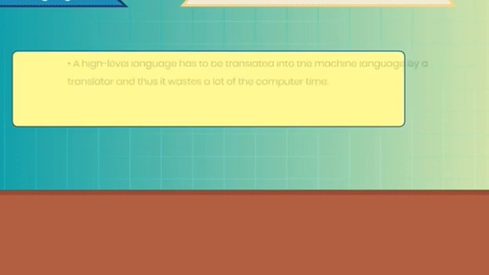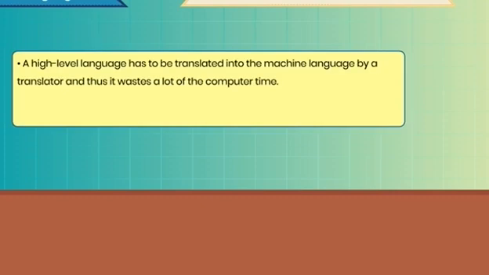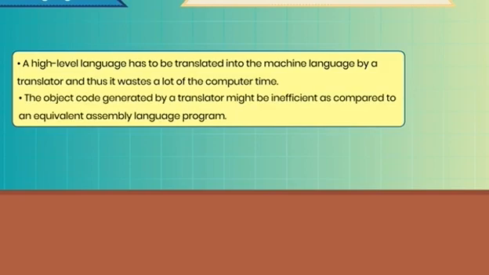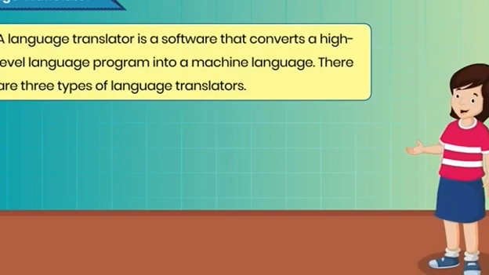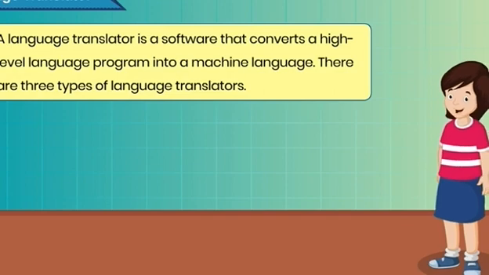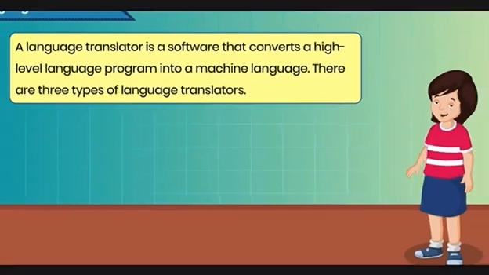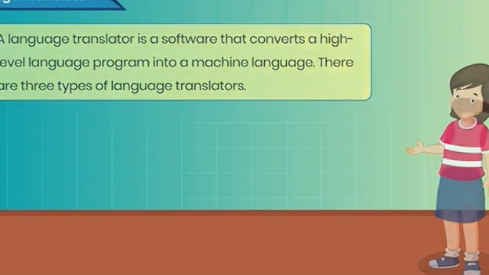Disadvantages of high-level languages. A high-level language has to be translated into the machine language by a translator, and thus it wastes a lot of the computer time. The object code generated by a translator might be inefficient as compared to an equivalent assembly language translator. A language translator is a software that converts a high-level language program into a machine language. There are three types of language translators.